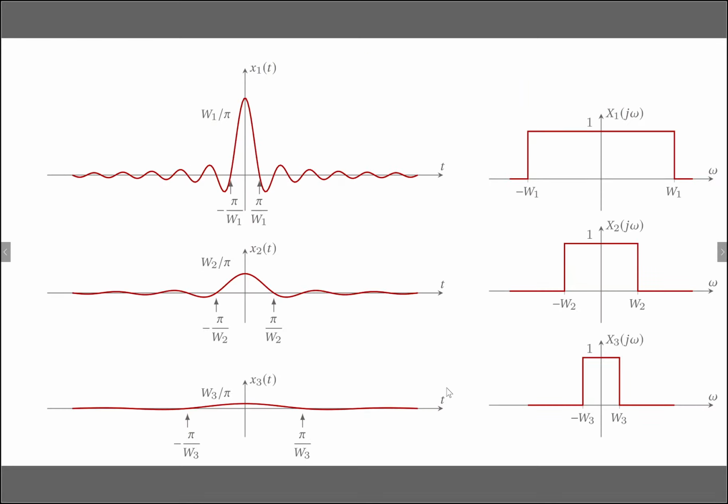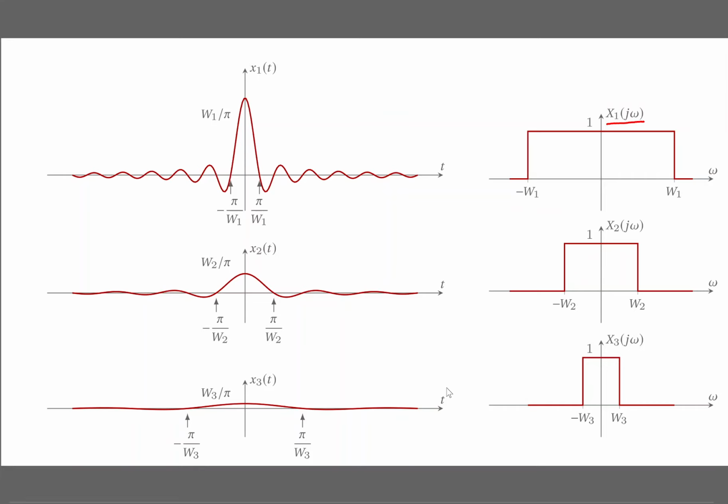Alright, pictorially, you can see in this case this is X1(j omega), the Fourier transform, the frequency spectrum on the omega axis. From minus W1 to W1, it is wide. Because it is wide in the frequency domain, x1(t) is narrower and the height is higher. When we shorten this, the time signal becomes broader and the height becomes lower. If we shorten this further, the height becomes lower still and the pulse becomes broader.